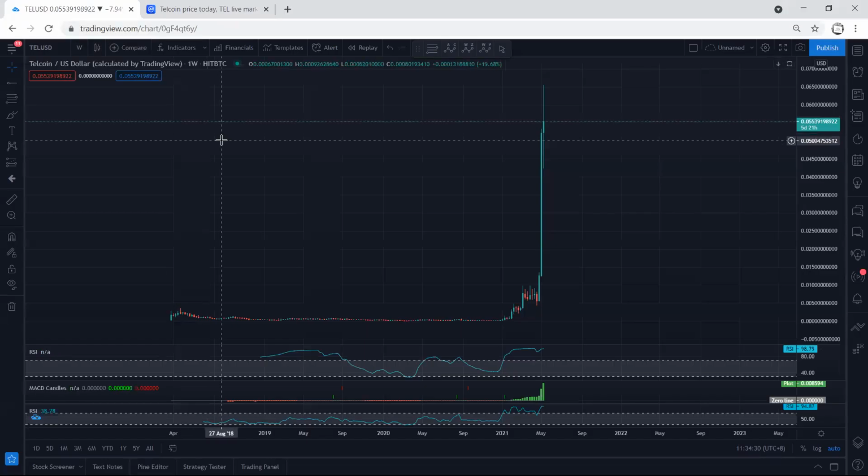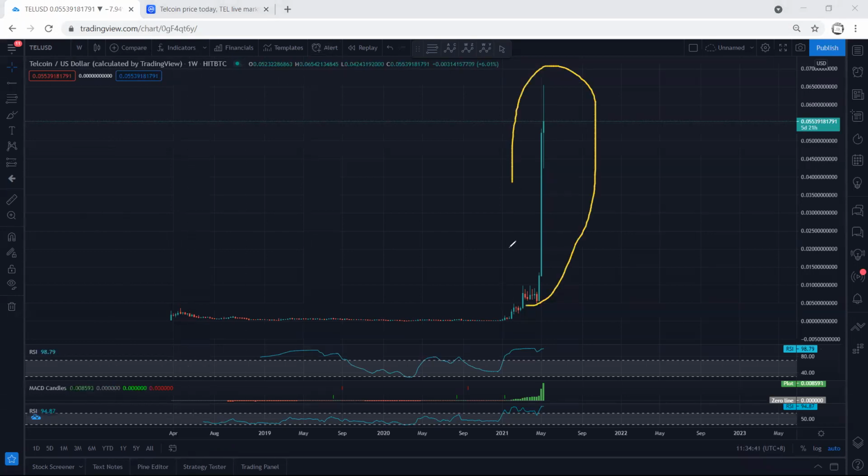Okay, first of all, we start with a weekly chart. The only thing we can see is that over the last 3 weeks, we get this kind of very sharp move.